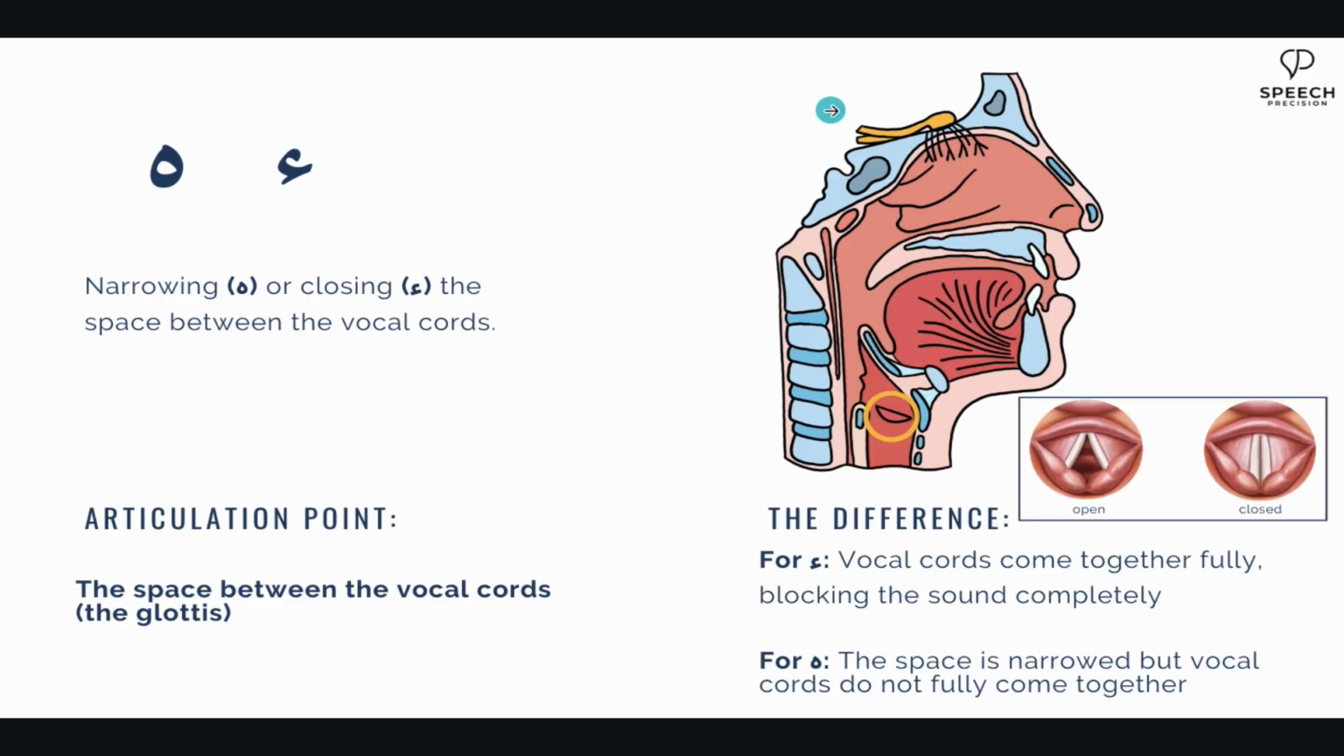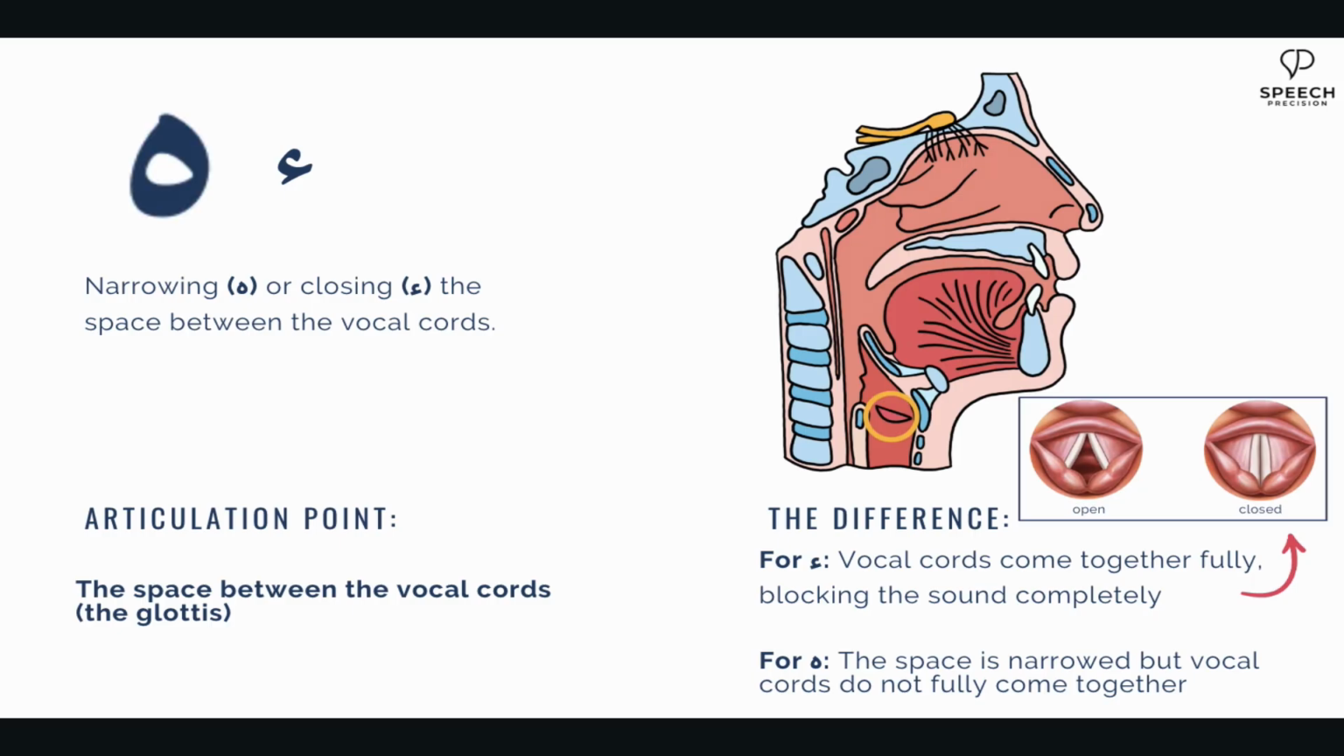So if I was looking from up here down into the throat, this is the view that I would have of the vocal cords. This is the vocal cords when they're closed, and this is the vocal cords when they're open. So for the hamza, the vocal cords come together fully, blocking the sound completely. So this picture that you see on the right side is what happens when we're producing the hamza. So they close completely, blocking off the sound fully. So you should feel in the lower part of your throat that it's completely blocked off.